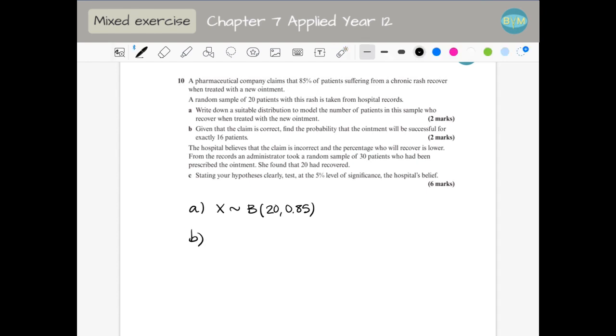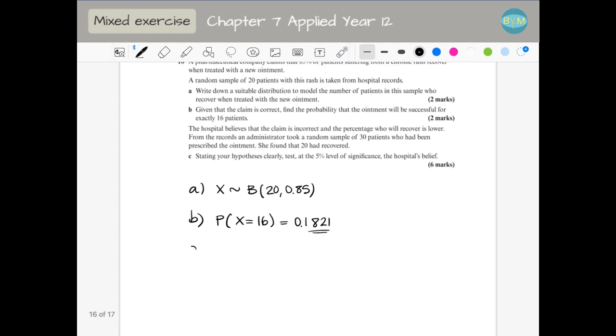Then, given that the claim is correct, find the probability that the ointment will be successful for exactly 16 patients out of the 20. So we want the probability of X being 16. It's just binomial PD in the calculator. N is 20, P is 0.85, X is 16, and this is 0.1821. You can use the formula as well if you prefer, but you can use the calculator.